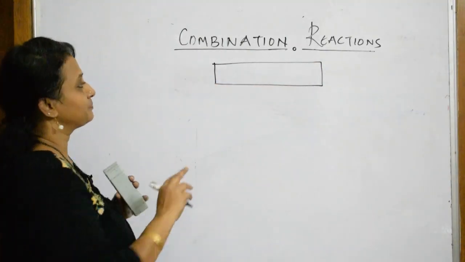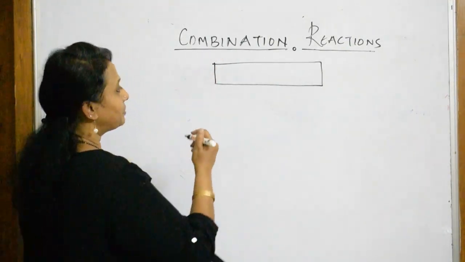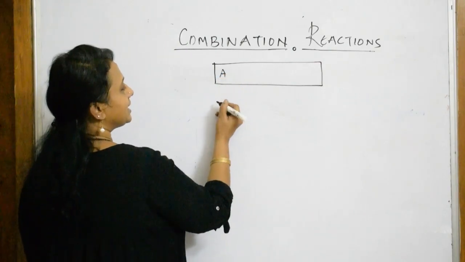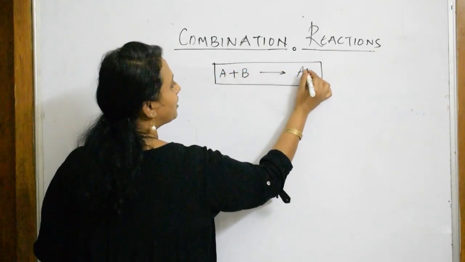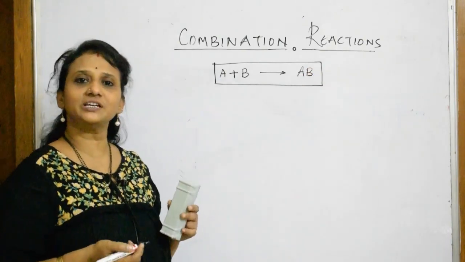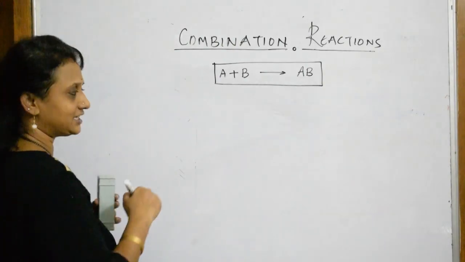If I say combination, what does the name suggest? Combination, something is combining. Simple. Suppose there is an element A, it's combining with element B, it's going to form a compound AB. That is nothing but combination, right? It can be A, B, C also, right? So let us write the definition now.